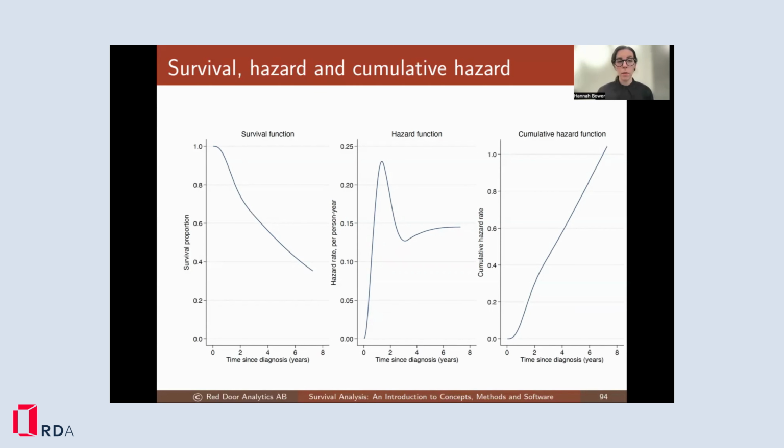So the most important take-home message from this is that these are different measures in survival analysis, and they are all interrelated.